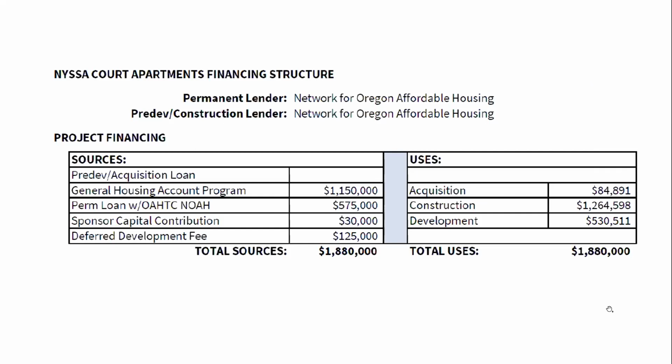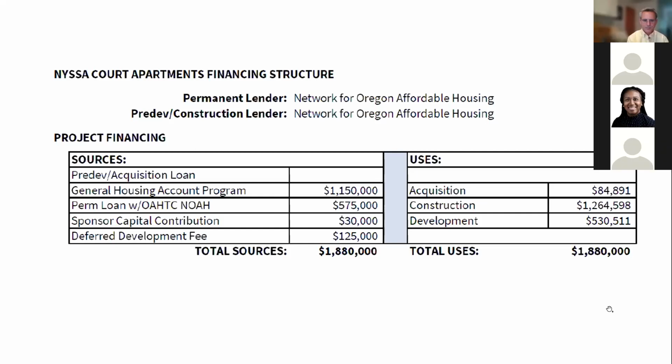And these are raised through our document recording fee. So every real estate transaction, when there's a document recorded, there's a fee levied on the recording of those documents. And it turns out to raise about $20 million or so a year for affordable housing. It's a great program. NOAA will be providing a permanent loan of $575,000 with the Oregon Affordable Housing Tax Credit at 1%. So we'll see how that goes when we look down the road here.